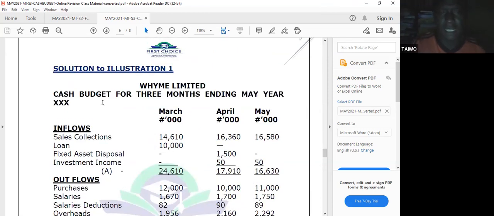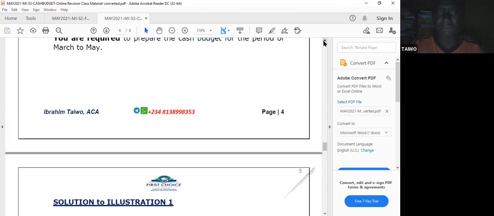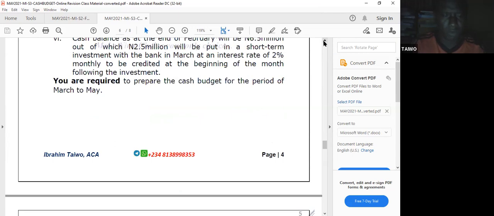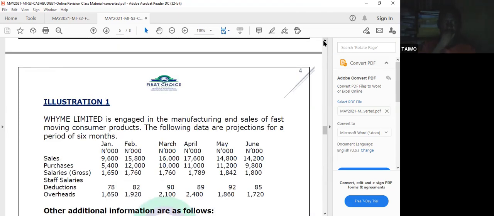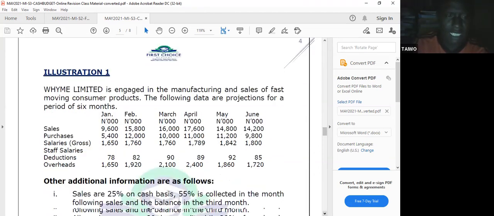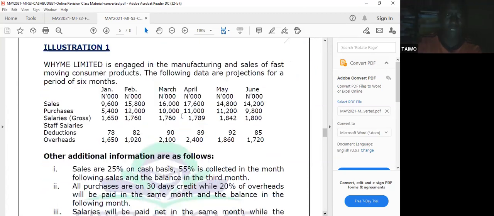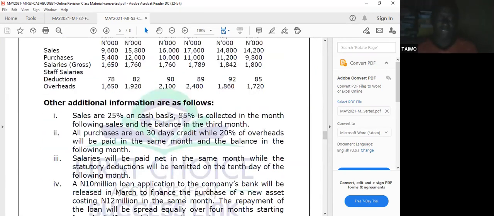Now look at this. Let's first pick the sales. When you sell, money comes in, right? That's an inflow. How did they collect the sales? Sales are 20% on cash basis, 25%, while 55% is collected in the month following sales and the balance in the third month. That means we're having 25%, 55%, which is 80%, and 20%, which should be the one that will go to the third month.